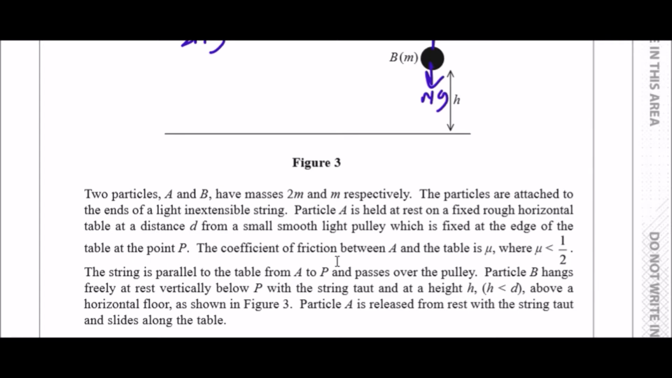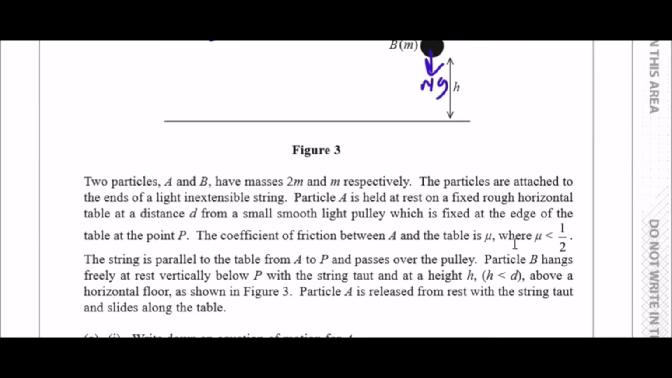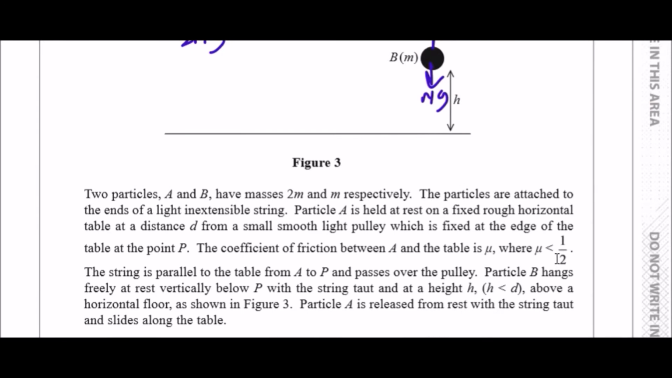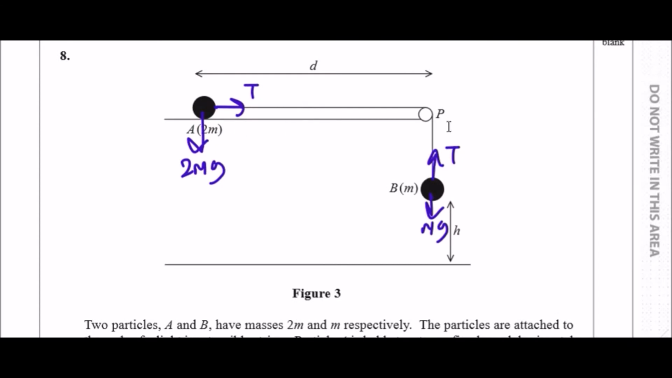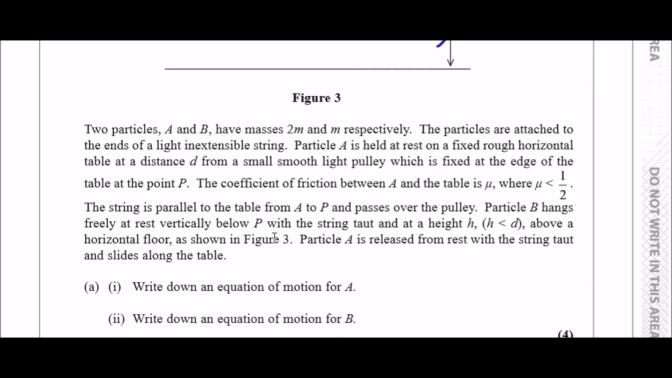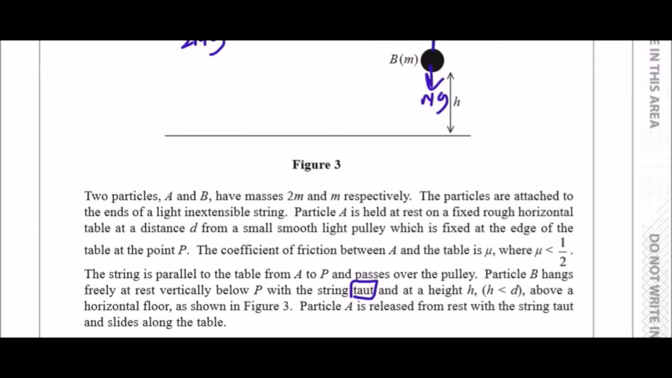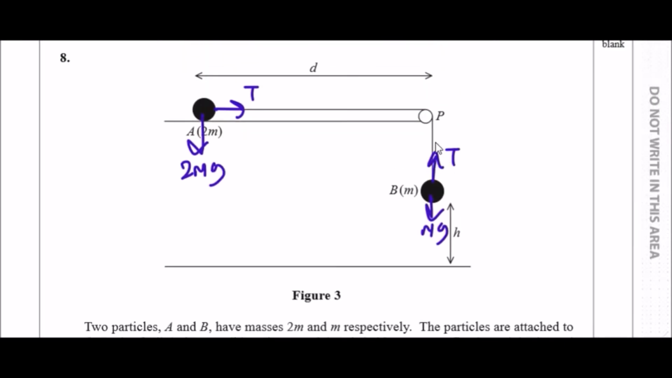Okay, so the coefficient of friction between A and the table is mu, as usual, where mu is less than half. The string is parallel to the table from A to P, so that looks quite clear as well, and passes over the pulley. Okay, so carrying on where we left off. Particle B hangs freely at rest vertically below P with the string taut and at a height h. Taut just means that the string is completely straight, it's tight more or less.